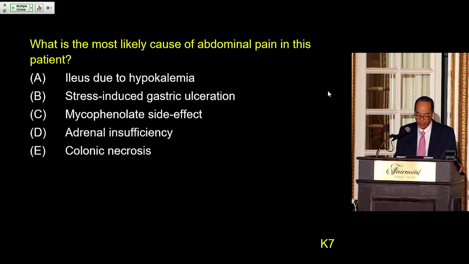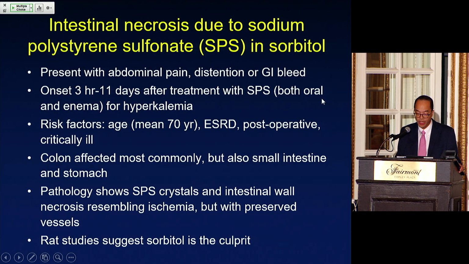So most of you identified colonic necrosis as a complication of sodium polystyrene sulfonate, especially, although maybe not necessarily with sorbitol. So these patients present with abdominal pain, distension, or GI bleed. In some cases, as long as 11 days after treatment. Risk factors include being old, having ESRD, being post-op or critically ill, and the colon is most commonly affected, but anywhere along the GI tract can be involved.